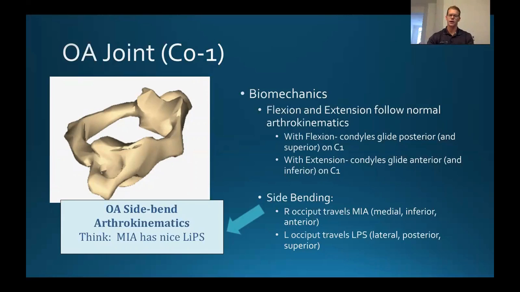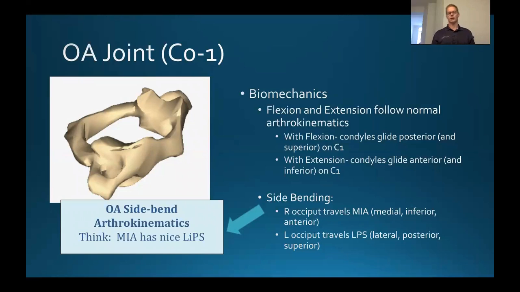The difference here, and this is a very important distinction, is that side bending is completely different than OA flexion and extension. And this only applies to the C0, C1 joint. This doesn't apply to C1, C2, and it doesn't apply to the lower cervical spine, only at the OA joint. With right cervical side bending, the right occiput is going to travel what we say with the acronym MIA and LIPS. So just a small upper cervical side bend to the right: the right side is going to go medial, inferior, and anterior, and then the left side is going to go lateral, posterior, and superior.